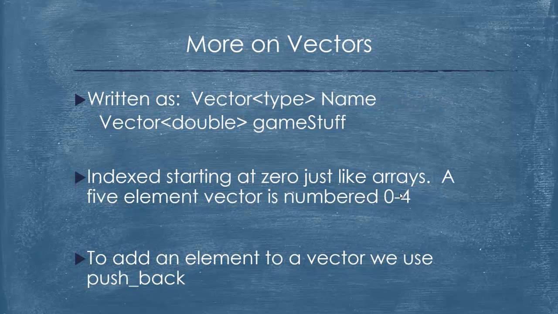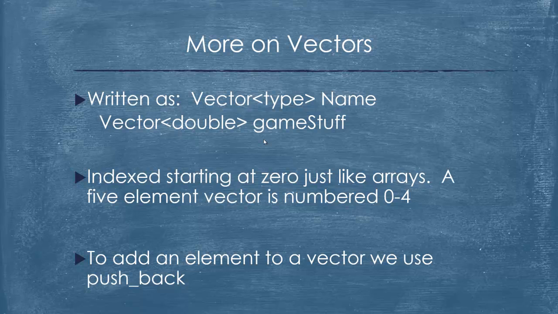So it's written as vector and then a type and then a name. You would see something like vector, integer, or double, or character, and then a name, game stuff. And then that would be your vector. You'd have a vector called game stuff that in this case would be a double. Now just like an array, they're indexed starting at 0. So a 5-element vector would be numbered 0 through 4.